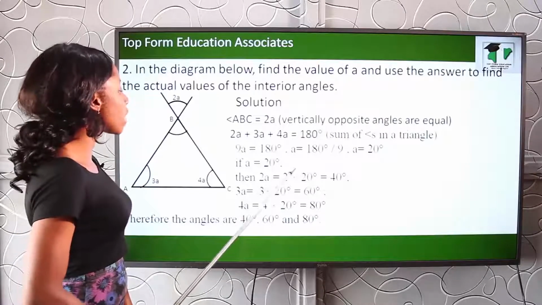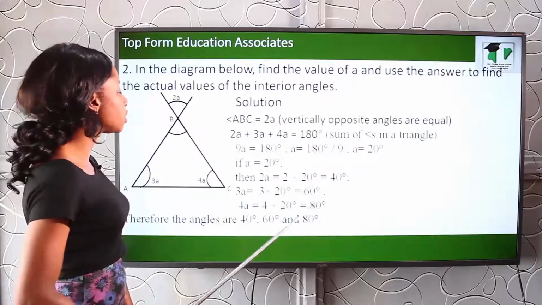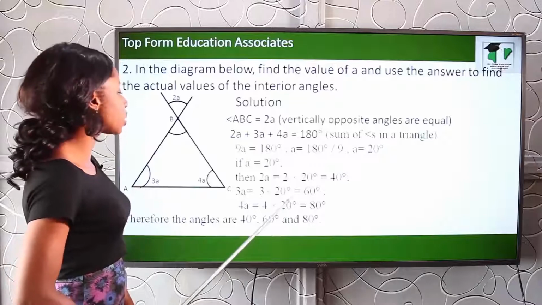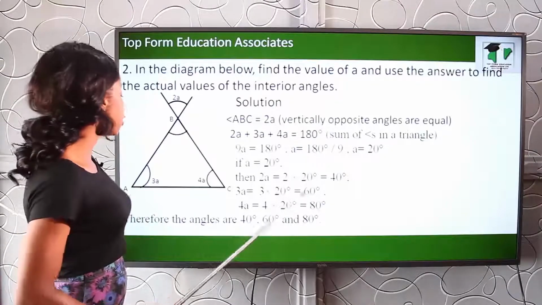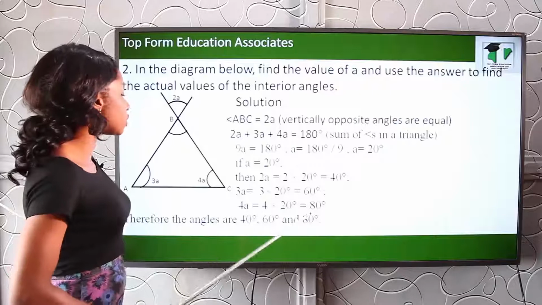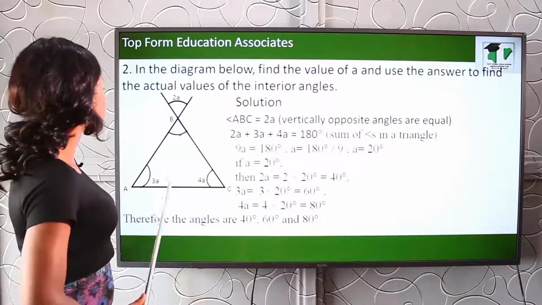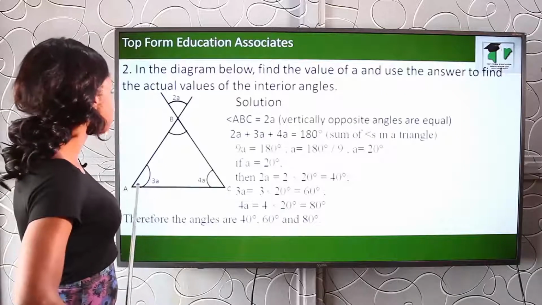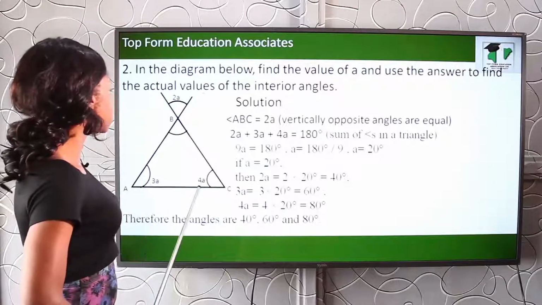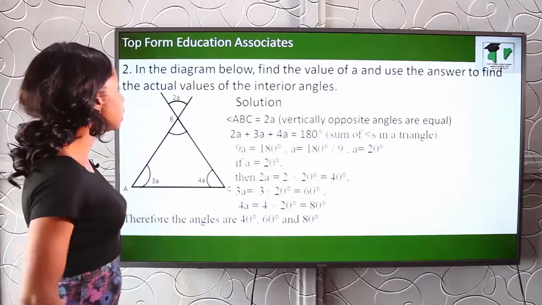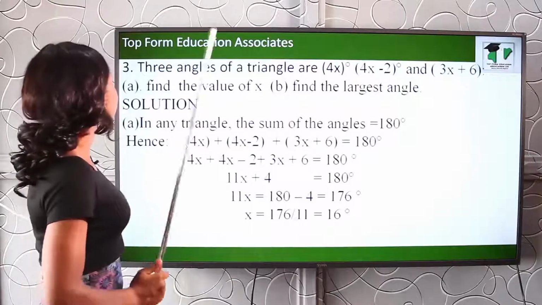Then 2A will be 2 times 20 to give us 40, 3A will be 3 times 20 to give us 60 degrees, and 4A, 4 times 20 to give us 80 degrees. So therefore, the actual values for these angles are 60, 80, and 40 degrees. Number 3 example.